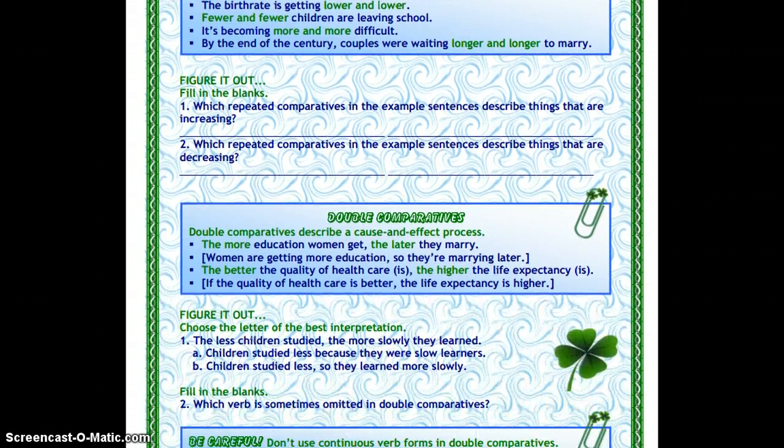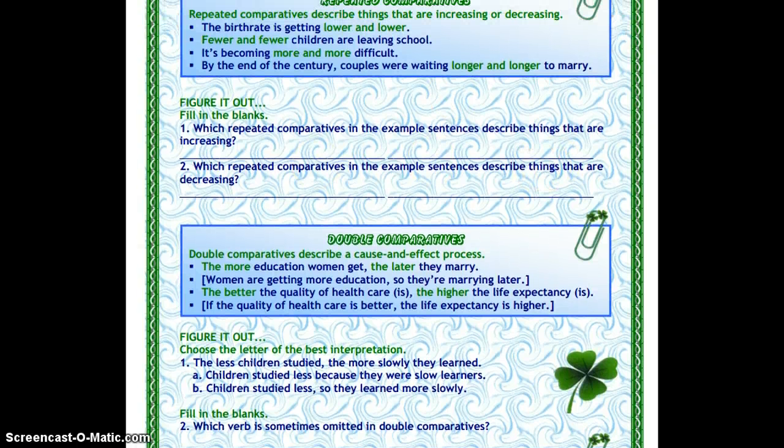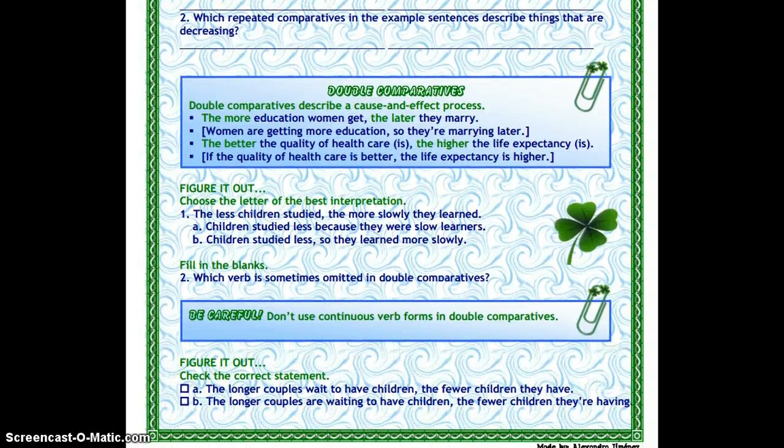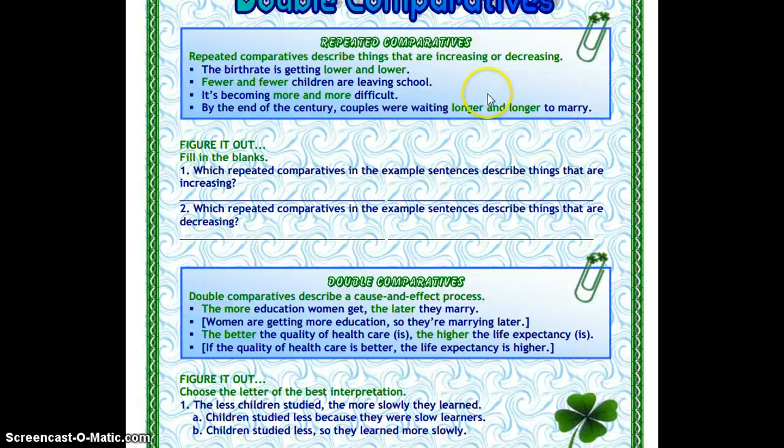Now, for example, over here you have two questions. Number 1, which repeated comparatives in the example sentences describe things that are increasing? Which ones do you think they are? The ones that describe increasing are obviously more and more and longer and longer. They are like positive adjectives, and they show progress or something that is getting bigger. And the opposite, things that are decreasing, we have lower and lower and fewer and fewer. So we are using repeated comparatives, the same adjective here and the same adjective over here.